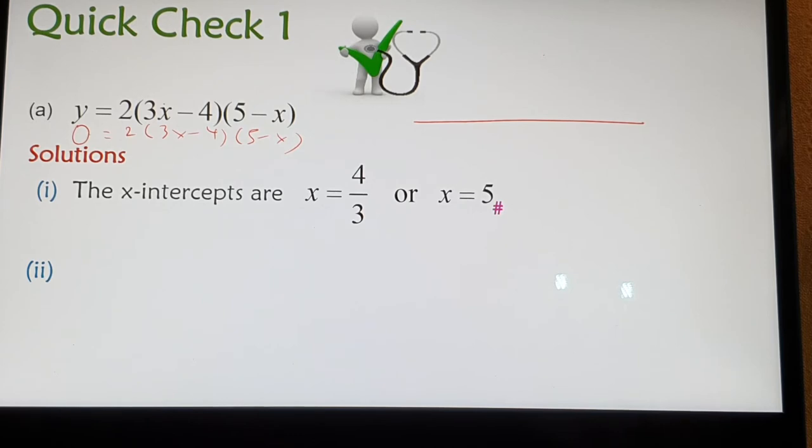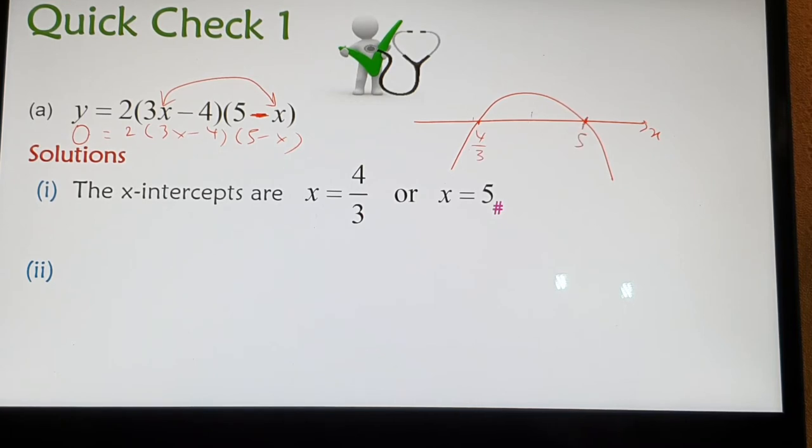happy or sad face. Take note, ladies and gentlemen, because of this minus times this minus x times this 3x, right? So you get minus 3x squared. In fact, it's minus 6x squared. So you'd be a sad face. And one of the roots is 4 over 3. Sorry, not 4 over 5. Wait. 4 over 3. And the other one is 5, right?